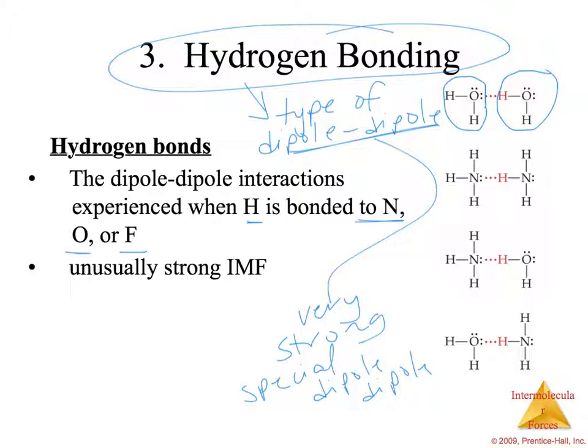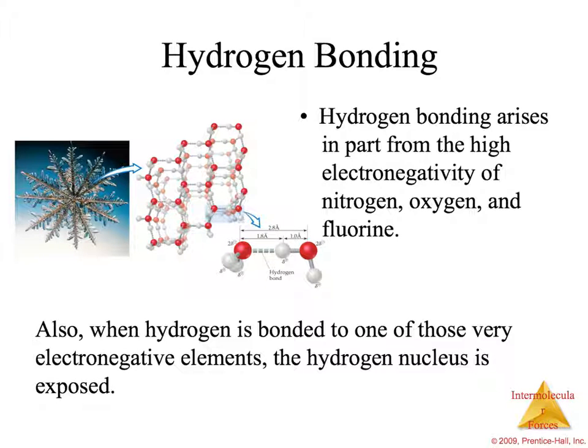I'm going to stop this video here, and then we're going to talk about this in class as well. Let's just do one more slide. Hydrogen bonding arises in part from the very high electronegativity of nitrogen, oxygen, and fluorine. And that exposes the hydrogen nucleus, which is positive. And we're going to talk about this some more.